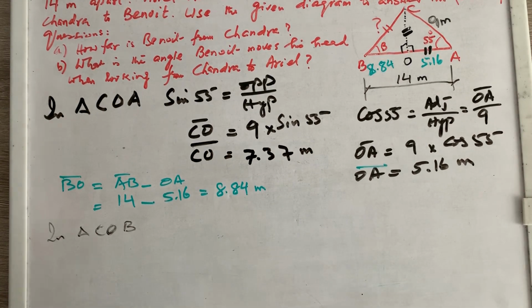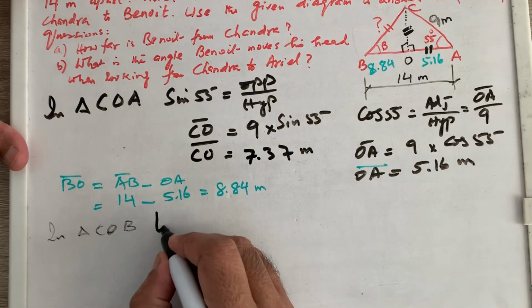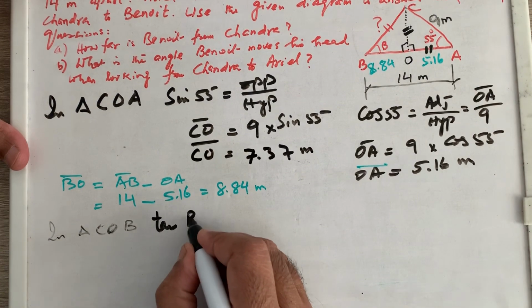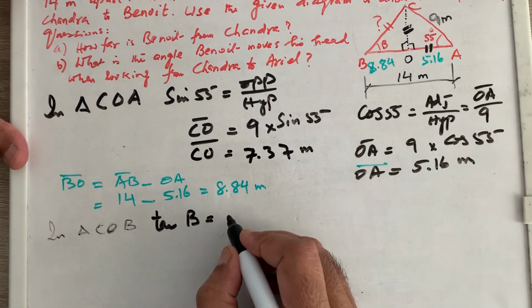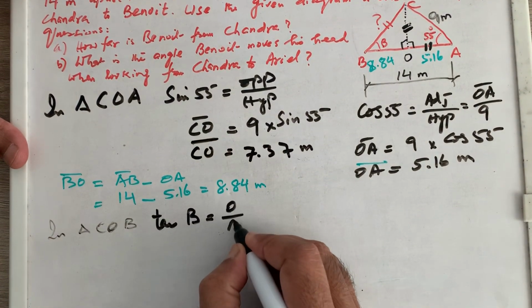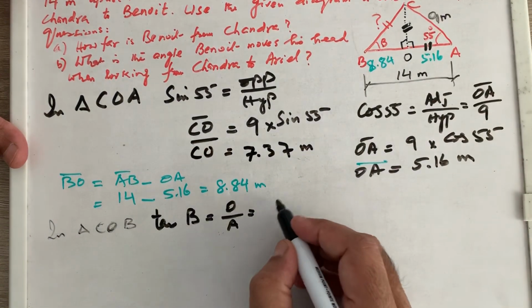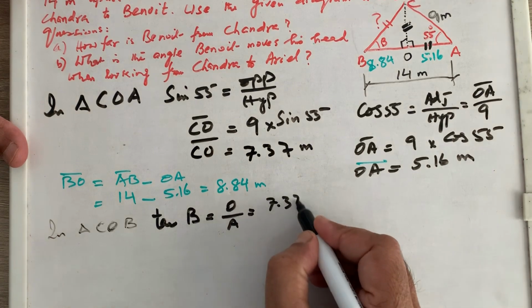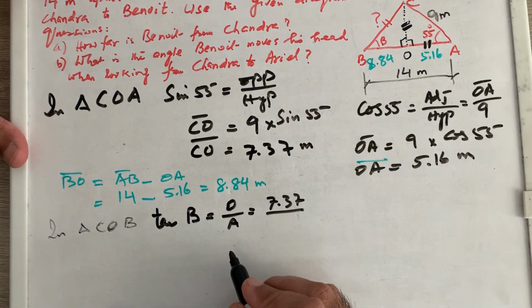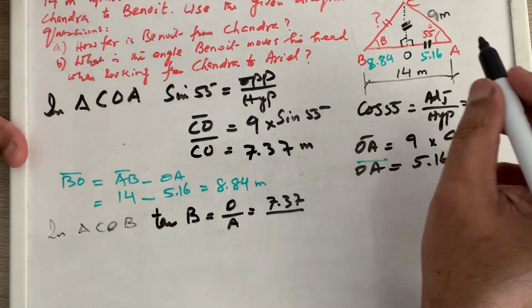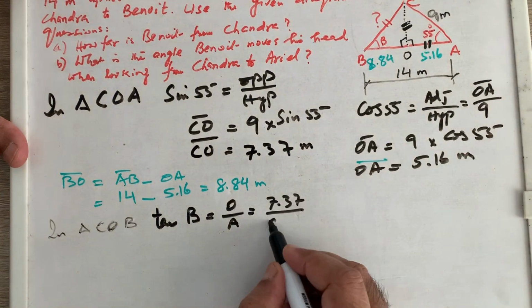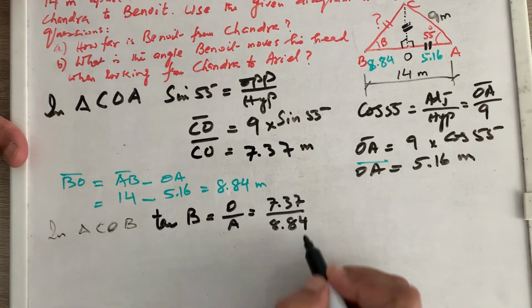So let me take another marker. So tangent theta or tangent beta or tangent B is equals to opposite over adjacent. What is my opposite? We calculated it, CO. CO is 7.37 divided by adjacent. What is my adjacent? BO. My adjacent is 8.84, right?